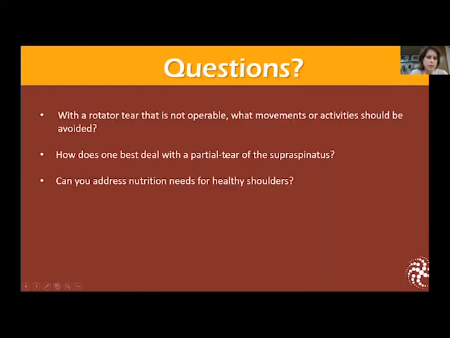So, depending on the size of the partial tear, I'd always start conservative, and then if it continues to bother you, we can talk about surgery. Same thing with injections, physical therapy, and anti-inflammatories.